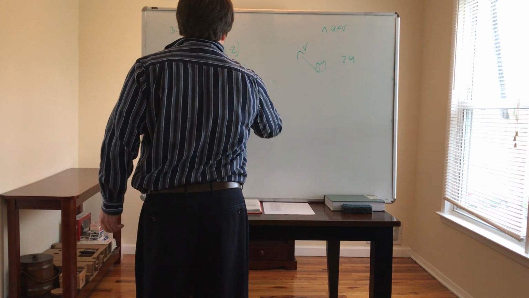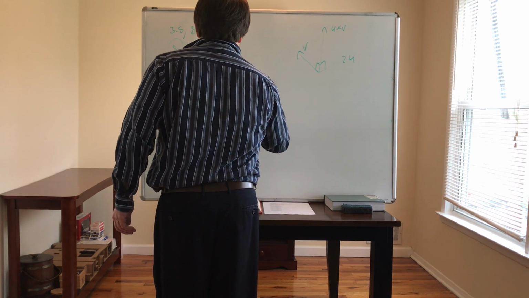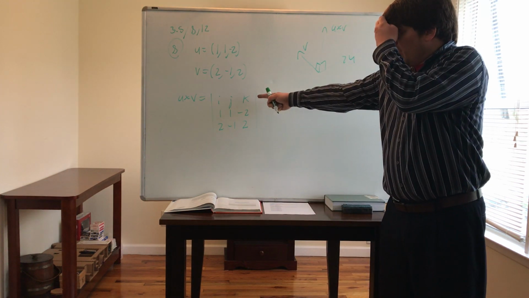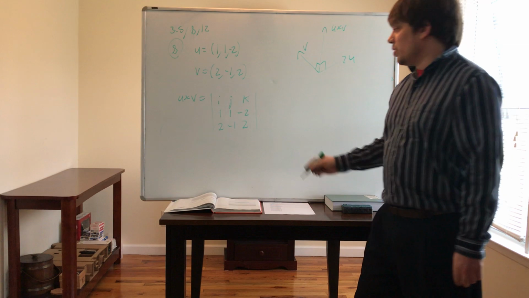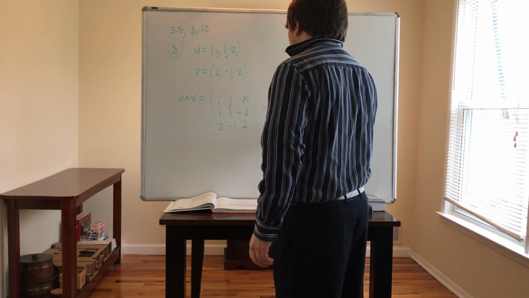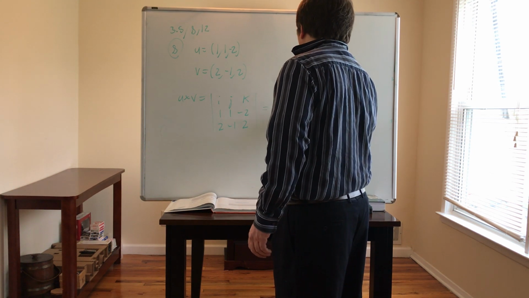It's equal to the determinant of this matrix, where the first row is i, j, k, the second row is the coordinates of u, and the third row is the coordinates of v. You take the determinant of that matrix, and so what you get is this.